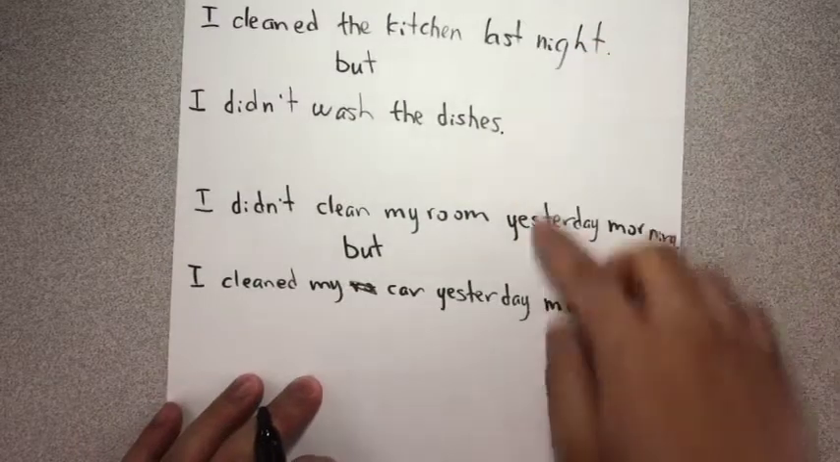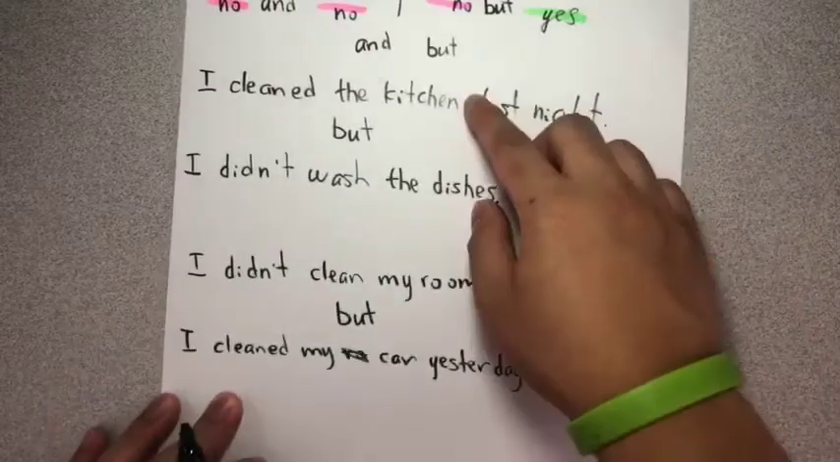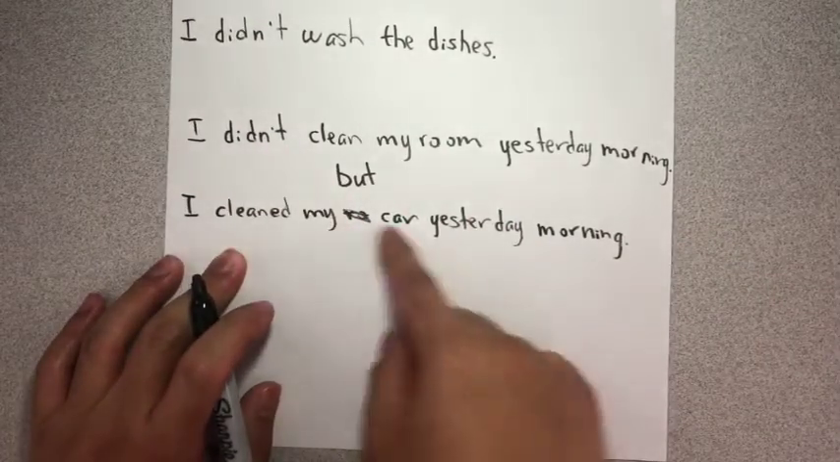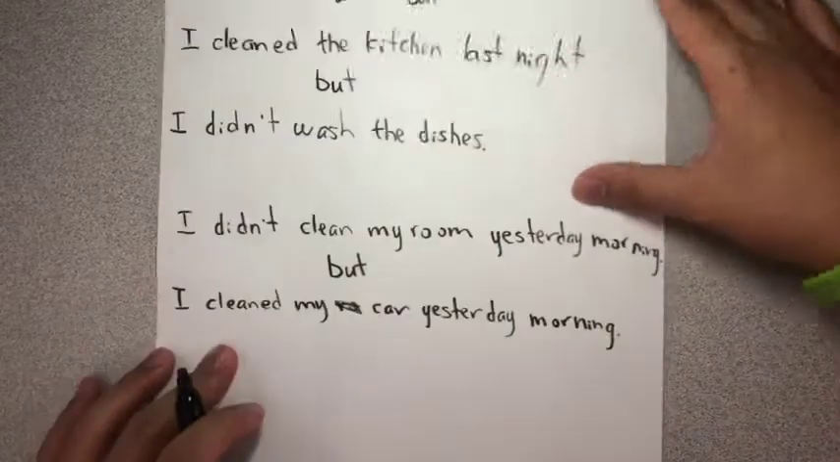So all of these sentences are in the past. We have one yes, one no, so we use but. We have one no, one yes. These are different, so we use but.